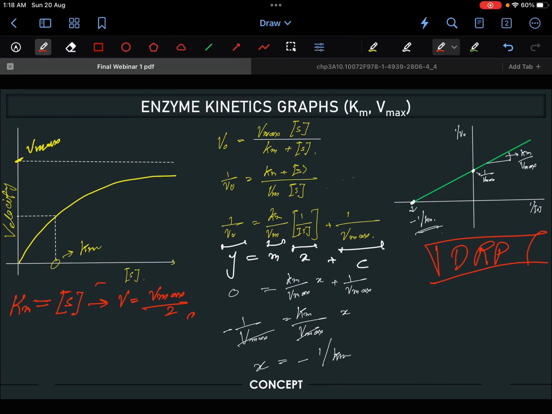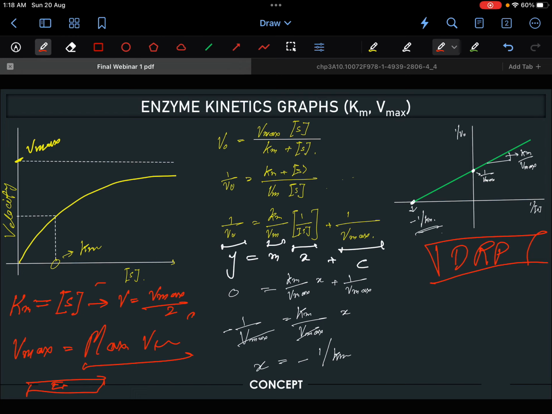Okay, what is Vmax? Vmax is the maximum velocity. Why is there a maximum velocity? Because the number of enzymes is constant. If you keep the total number of available enzymes constant, then there will be a certain velocity of the reaction which it cannot cross, right? If all the enzymes are busy, how will the reaction proceed further than that? That is the saturation point, right?